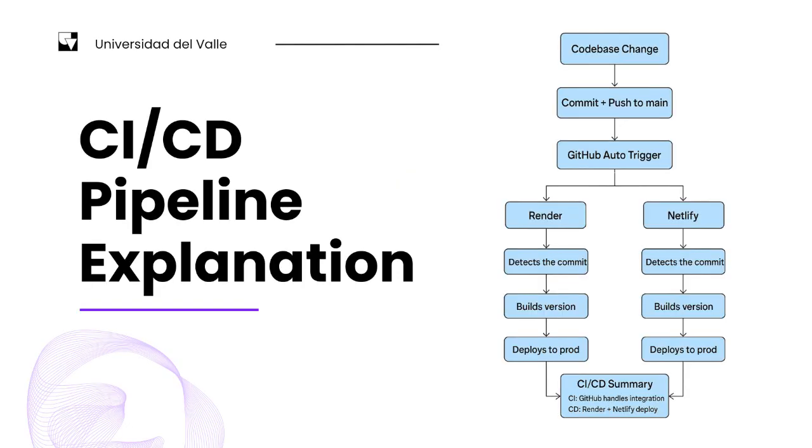Here is how our pipeline works. First, a change is made in the code base. A commit and push are sent to the main branch. GitHub automatically triggers both Render and Netlify, and each platform detects the commit, builds the new version, and deploys it to production. This forms a complete CI/CD workflow because we have continuous integration through GitHub and continuous deployment through Render and Netlify.